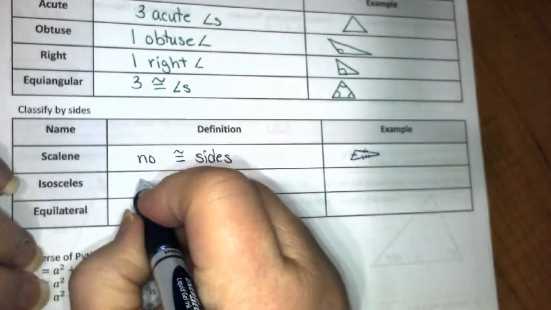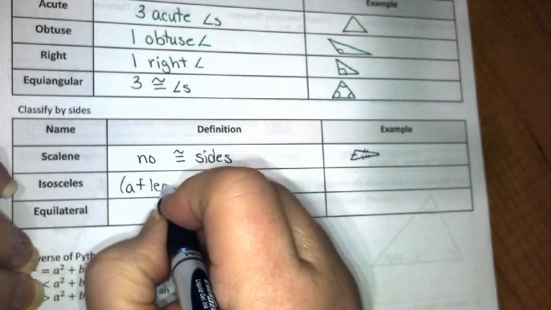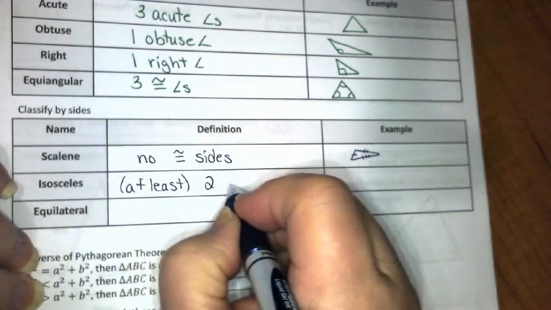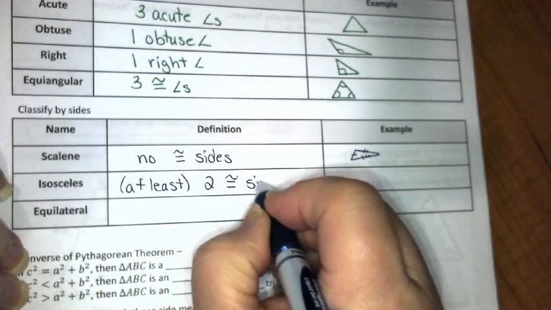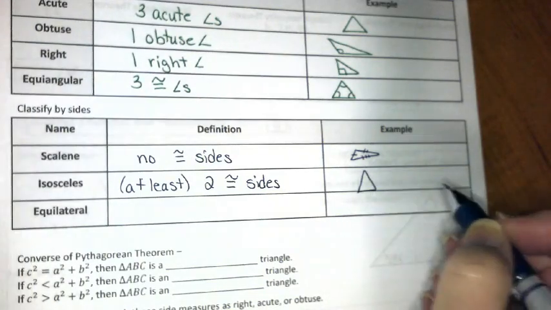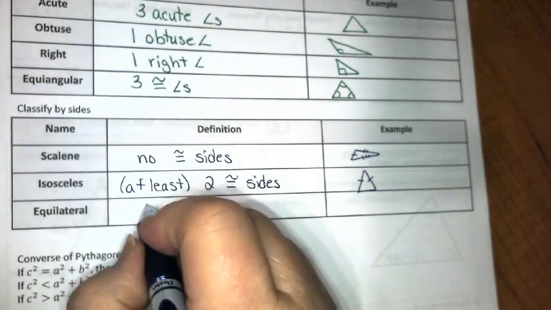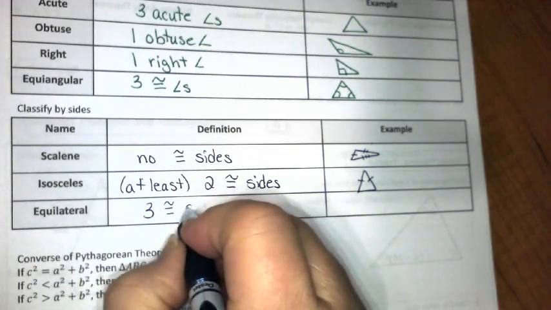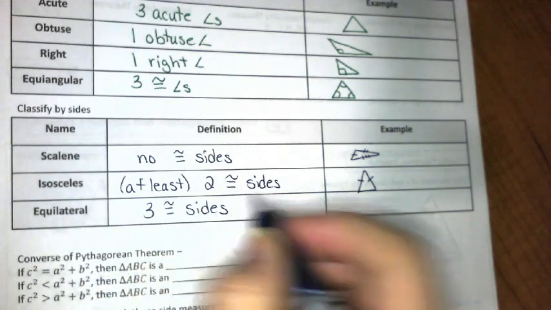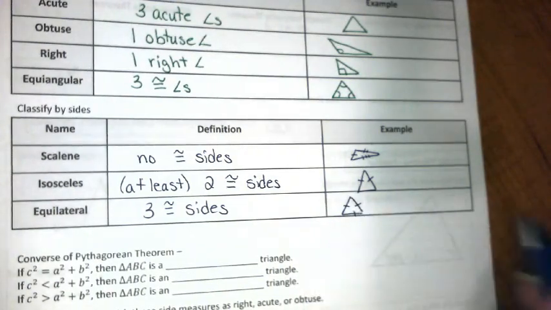An isosceles triangle has, and some books say, at least 2 congruent sides. But we know it has 2. So an isosceles triangle might look like that, and we'll have 2 of the sides labeled as these are congruent. An equilateral triangle has all 3 congruent sides. So that would look something like this, with all 3 of the sides labeled as congruent.